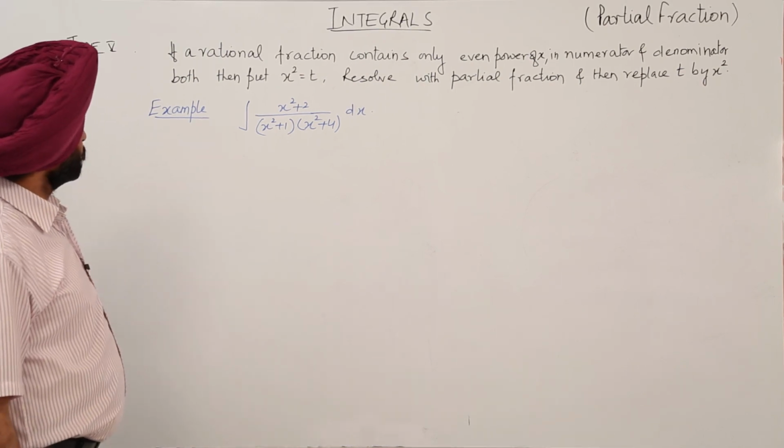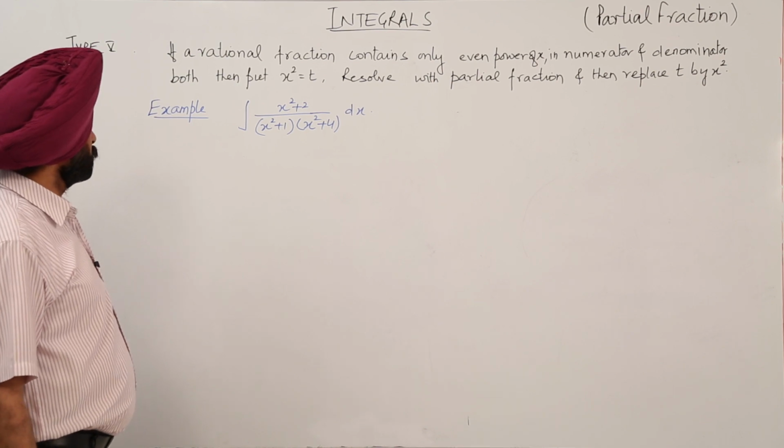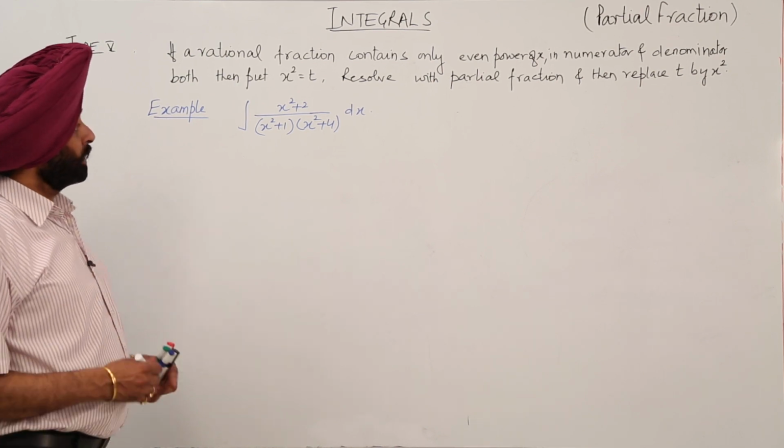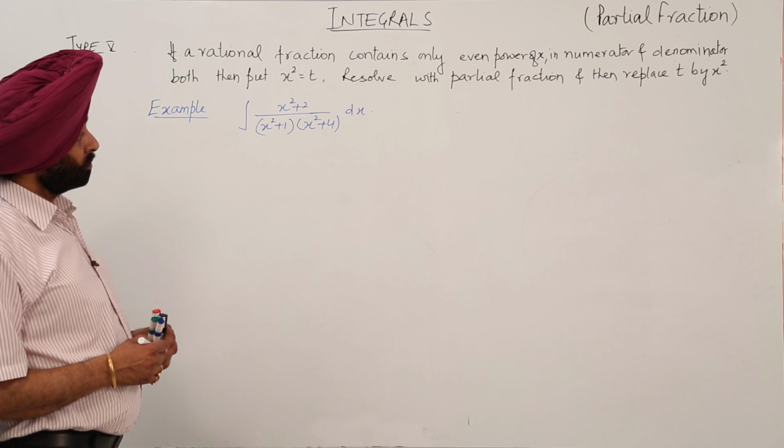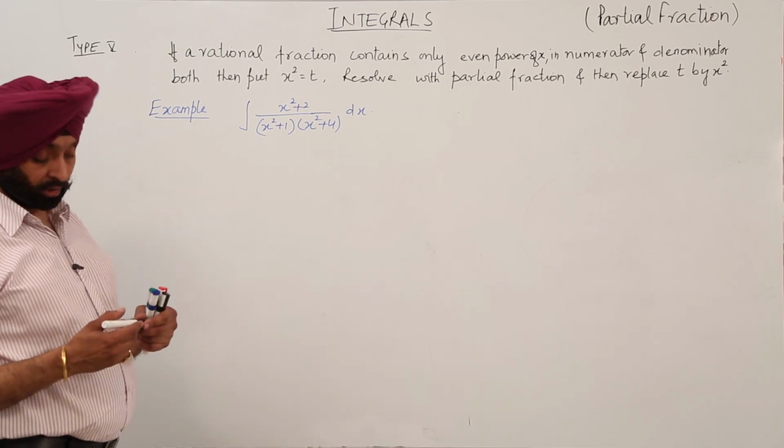Next type is, if a rational fraction contains only even powers of x in the numerator and denominator both, then put x square is equal to t, resolve with partial fractions, and then replace t by x square.